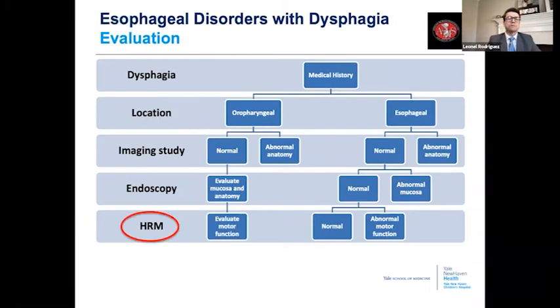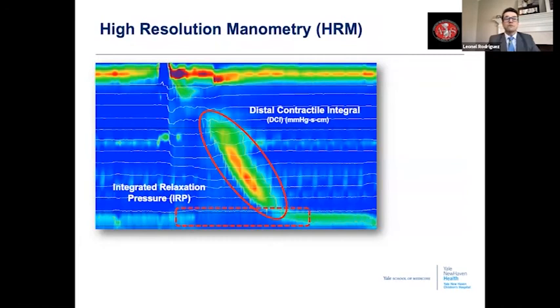So let's talk about high-resolution manometry and the utility for esophageal disorders in children. High-resolution manometry in children is performed with the same equipment and using the same parameters that we use in adults, using the DCI, the IRP, and using the distal latency as well.